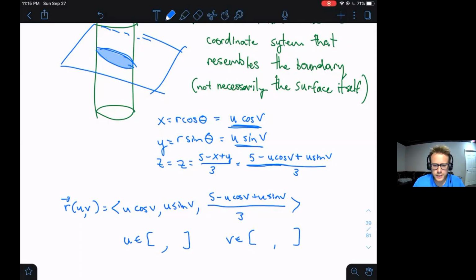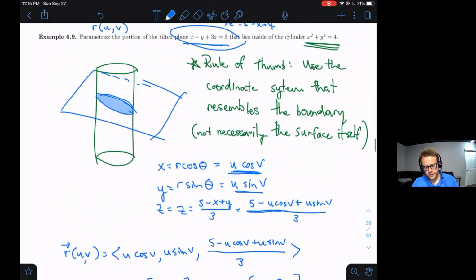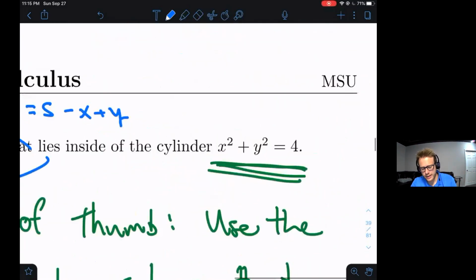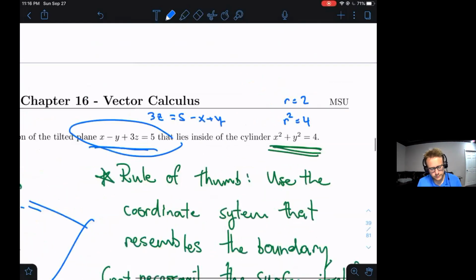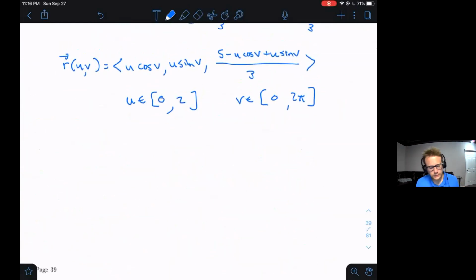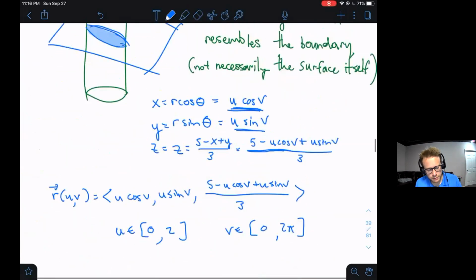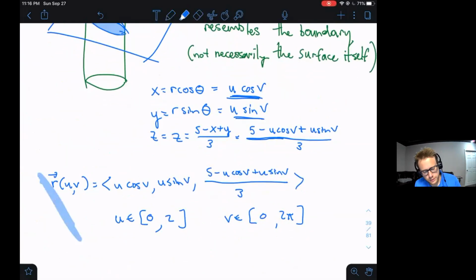All right, let's talk about it together. V's are taking the place of theta, so this should be from 0 to pi. U is taking the place of r. So again, our radius doesn't go on forever. Let's go back up here, and we can see that our radius stops at r equals 2. So it ranges between r equals 0 to r equals 2. All right, this right here would be my final answer.